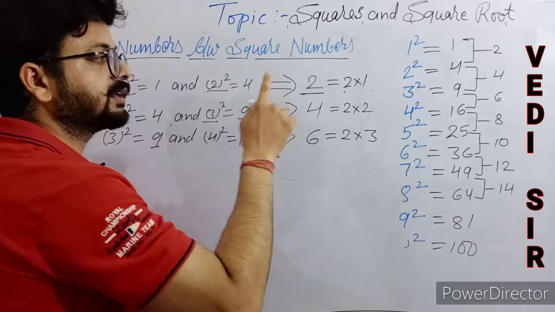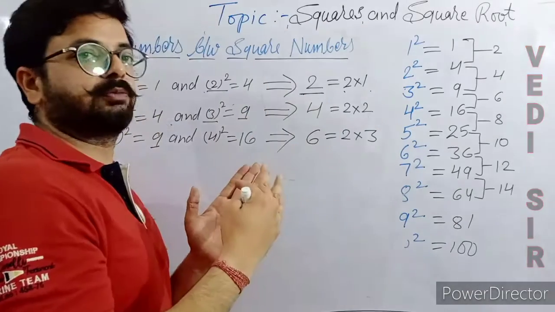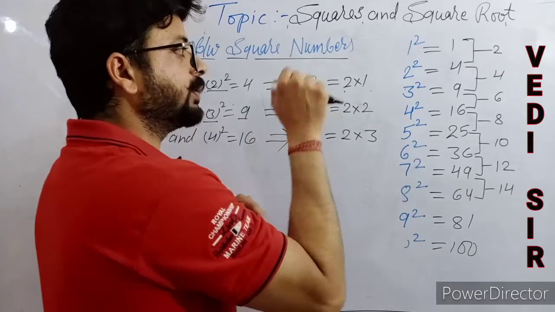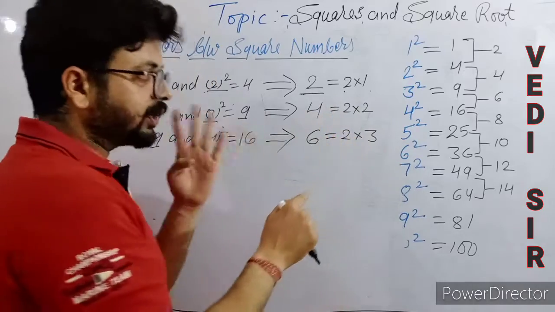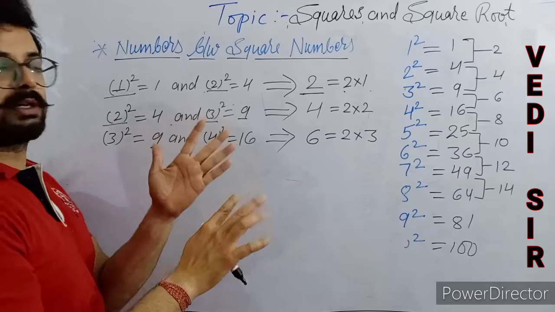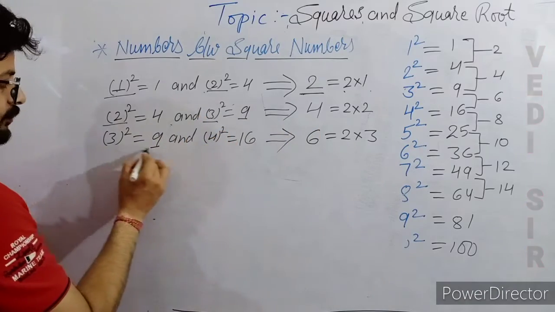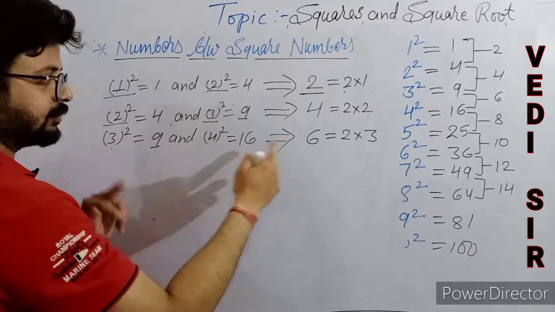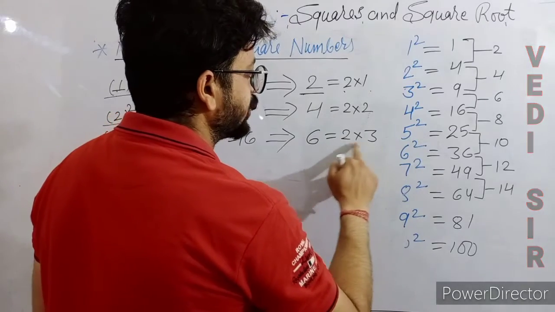These 2, 4, 6 are the numbers. How many numbers are there in between? Four numbers are there in between, like 5, 6, 7, 8. Now square of 3 and square of 4, 9 and 16. In between, 6 numbers are there, we can write 2 into 3.